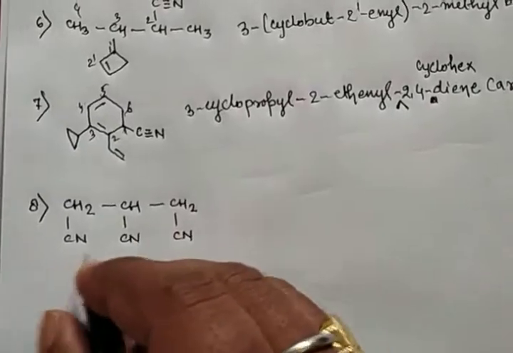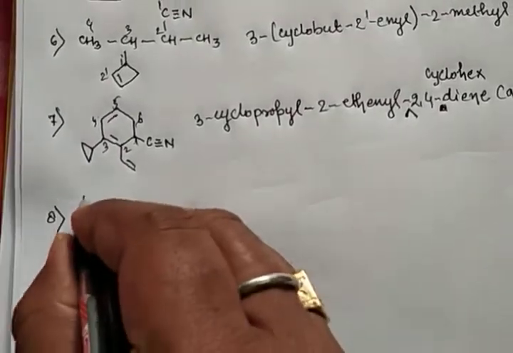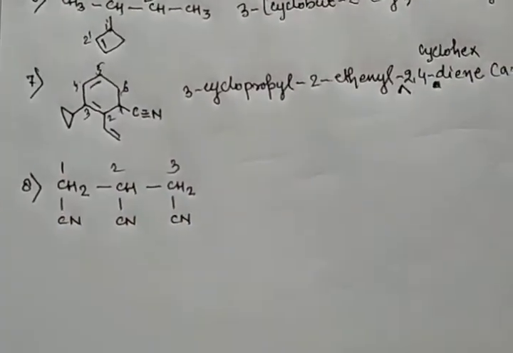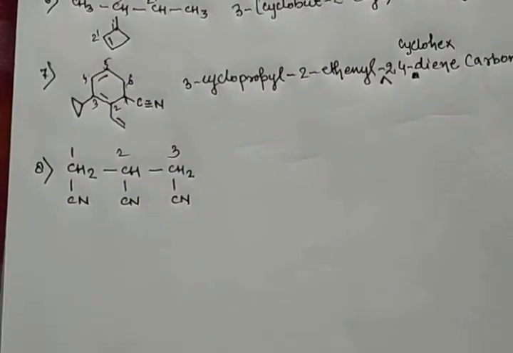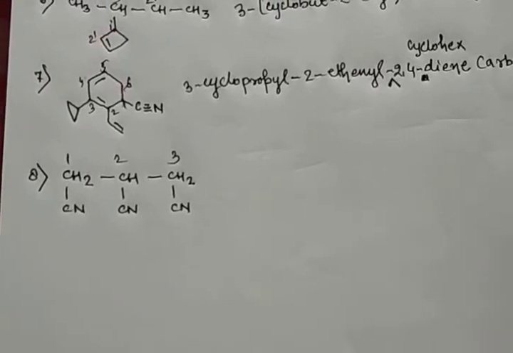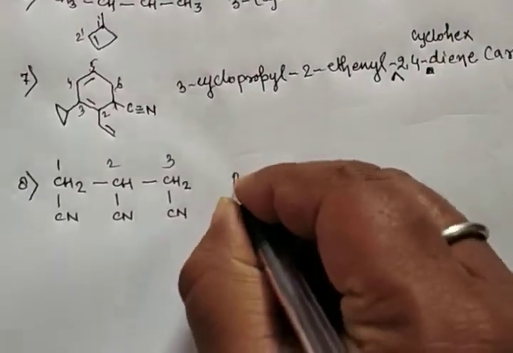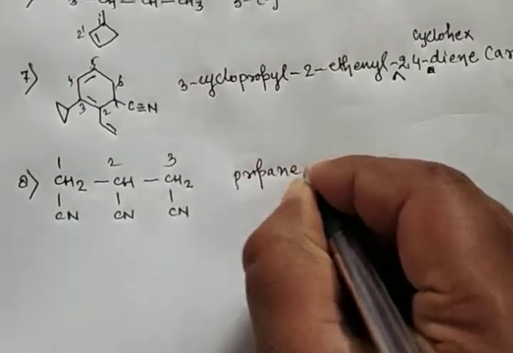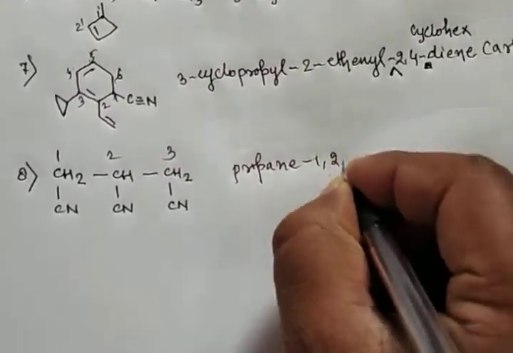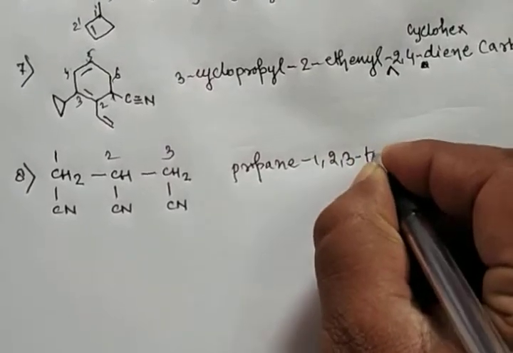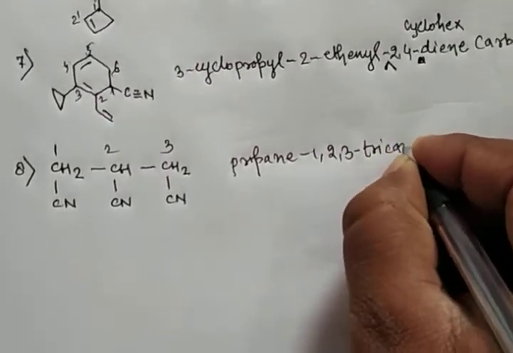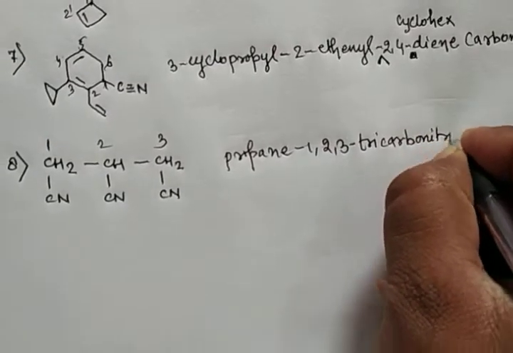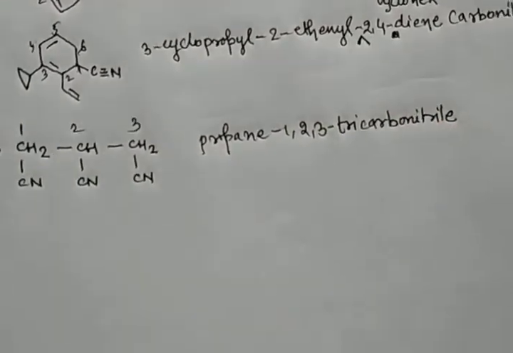The next structure is also important. Just count from this side. This is the same for CHO, COOH, CONH2, COOC2H5. So just write propane-1,2,3-tri, and there is carbonitrile. This is very simple.